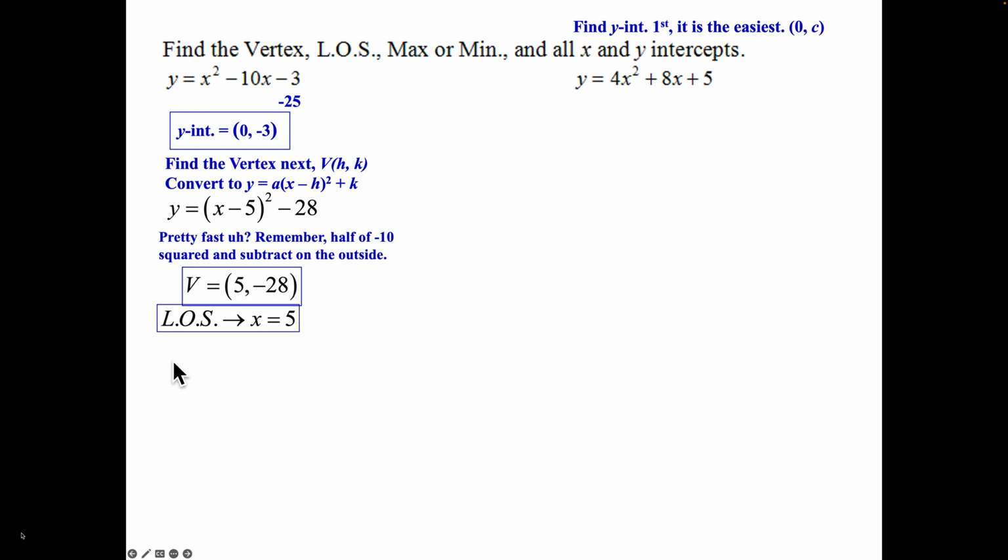Now, line of symmetry, max or min, all come from the vertex. Your line of symmetry is automatically x equals 5. This is the equation of a vertical line. That was that vertical dashed line that cut the graph in half. So you must have an equal sign here. Now, max or min, that depends, did the parabola open up or did it open down? Well, because your x squared is positive 1, the parabola opens up. And so that's going to be a min. The low point is my vertex, -28.